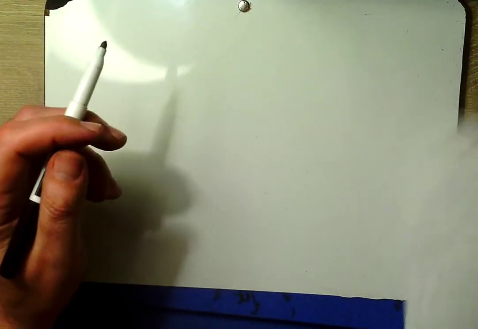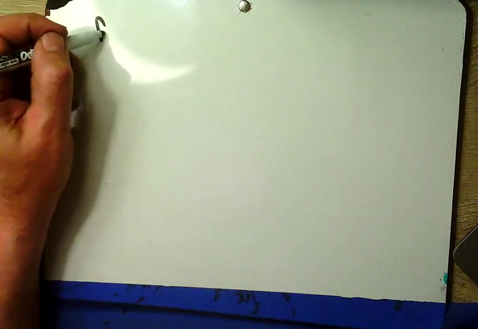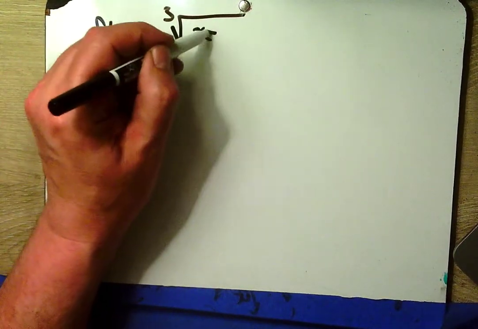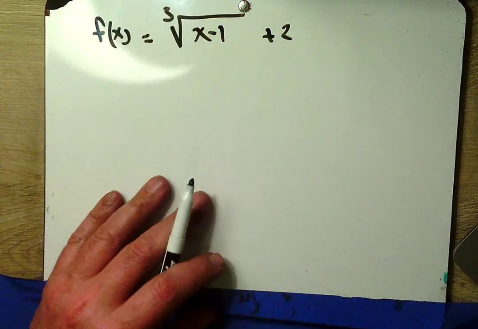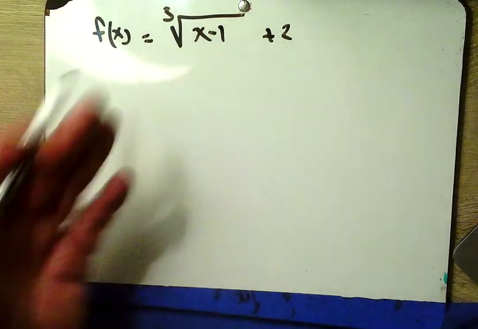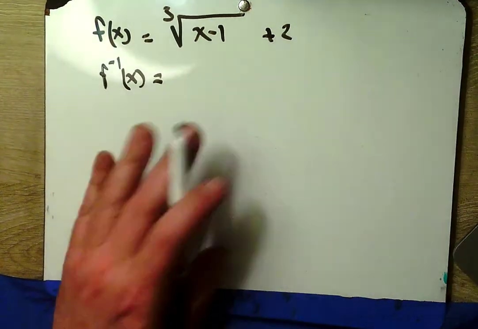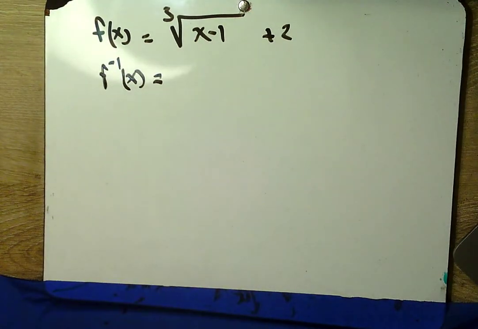What if I had f of x equals cube root of x minus 1 plus 2? Can you find f inverse of x for me? Give that a try. Come back when you're done.